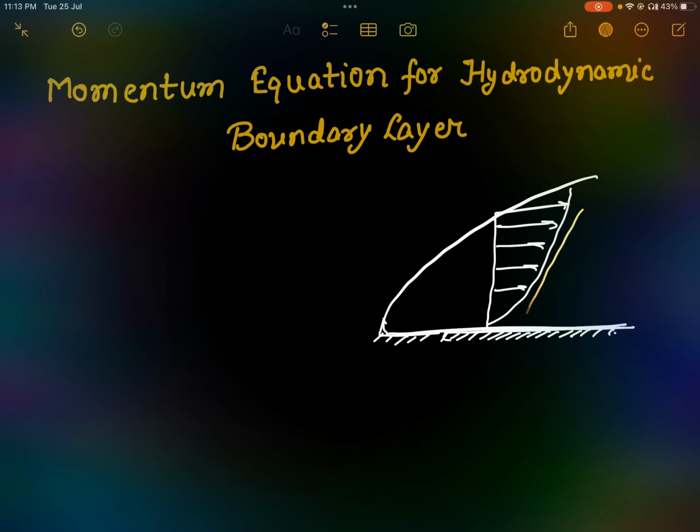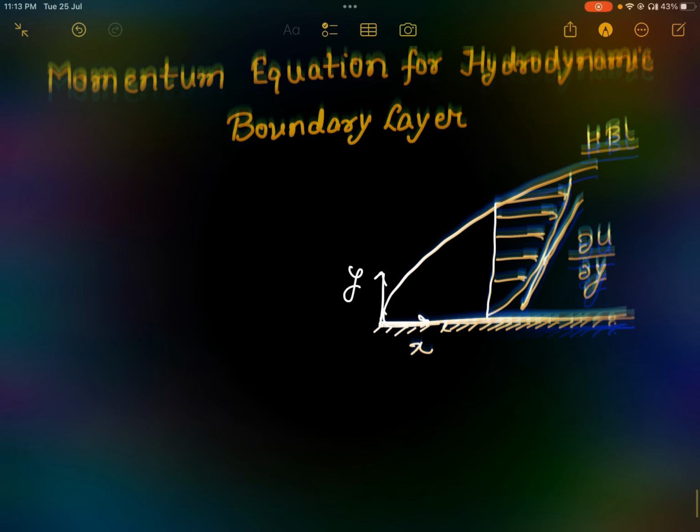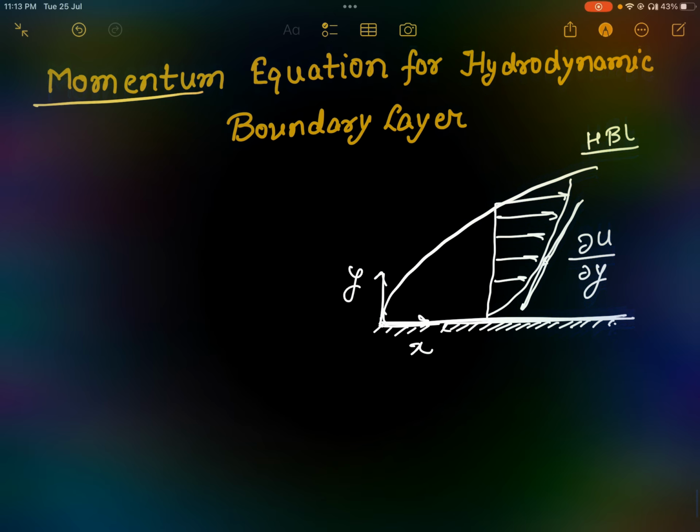And this is del u upon del y, that is the velocity gradient. And let's say this is the x direction and this is the y direction, and this is the hydrodynamic boundary layer because we are going to find out the momentum equation. Fine. And one more thing we have to keep in mind, that here the u velocity is much greater than the v velocity. Fine. So let us find out that momentum equation.